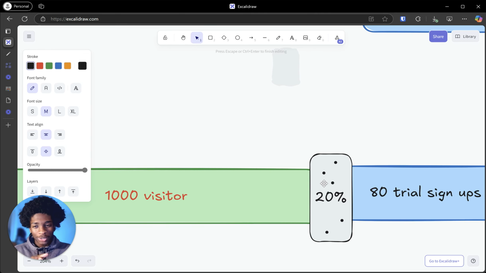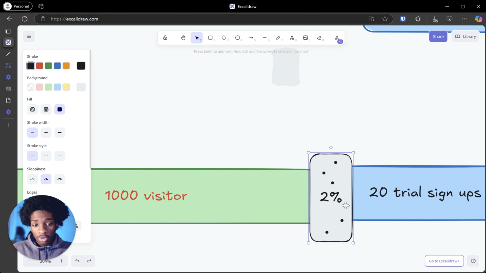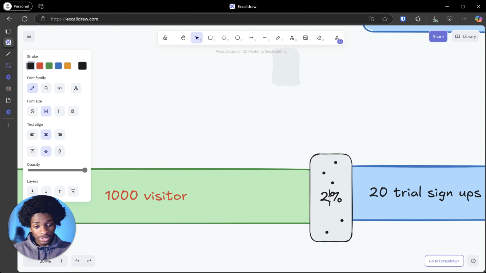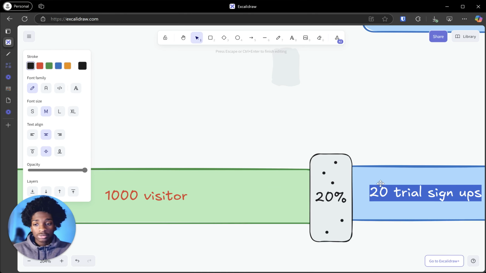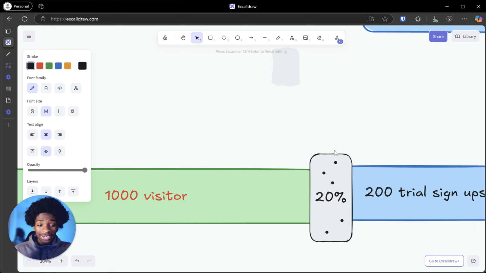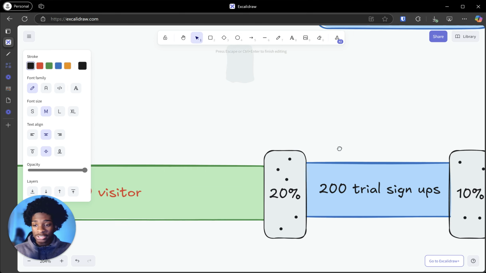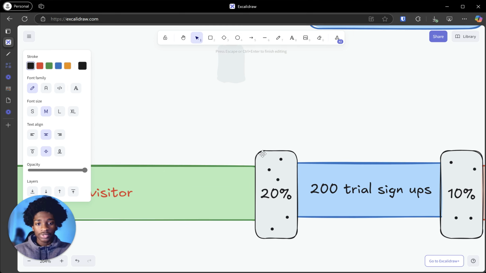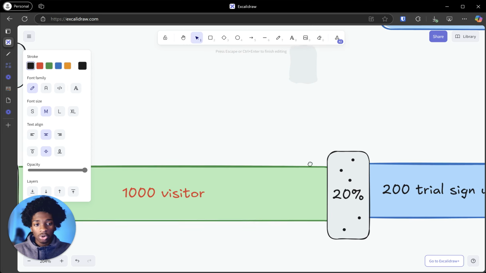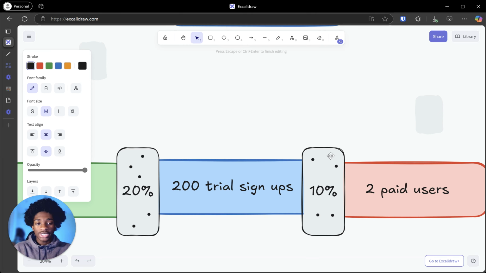Right, 20% of 1,000 is 200. Instead of going from 2%, you get 20% conversion rates, and instead of 20 people signing up for the trial, 200 people do. You see how that one change literally 10x'd your trial signups? It's that simple. You have to isolate the problem and fix it one step at a time.